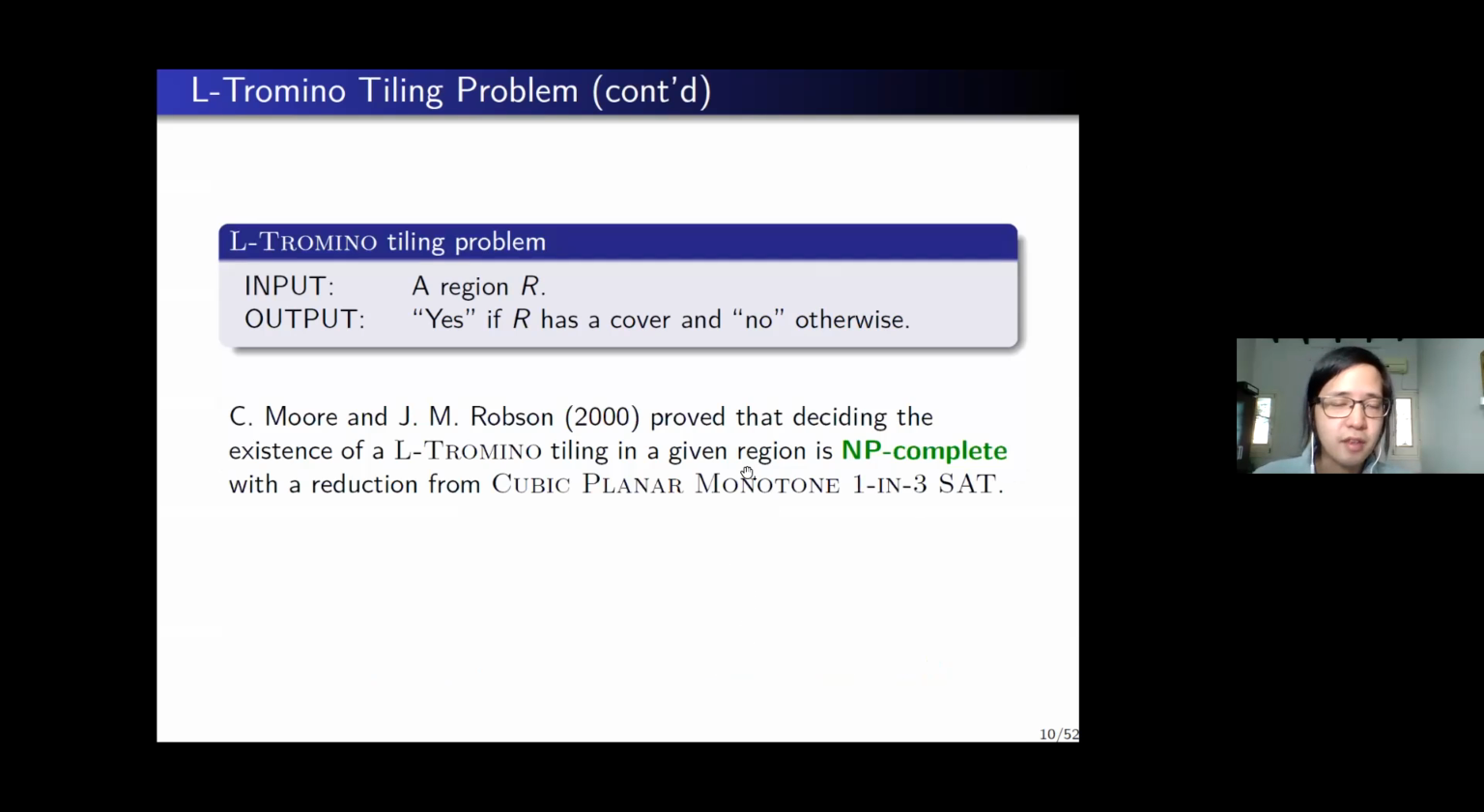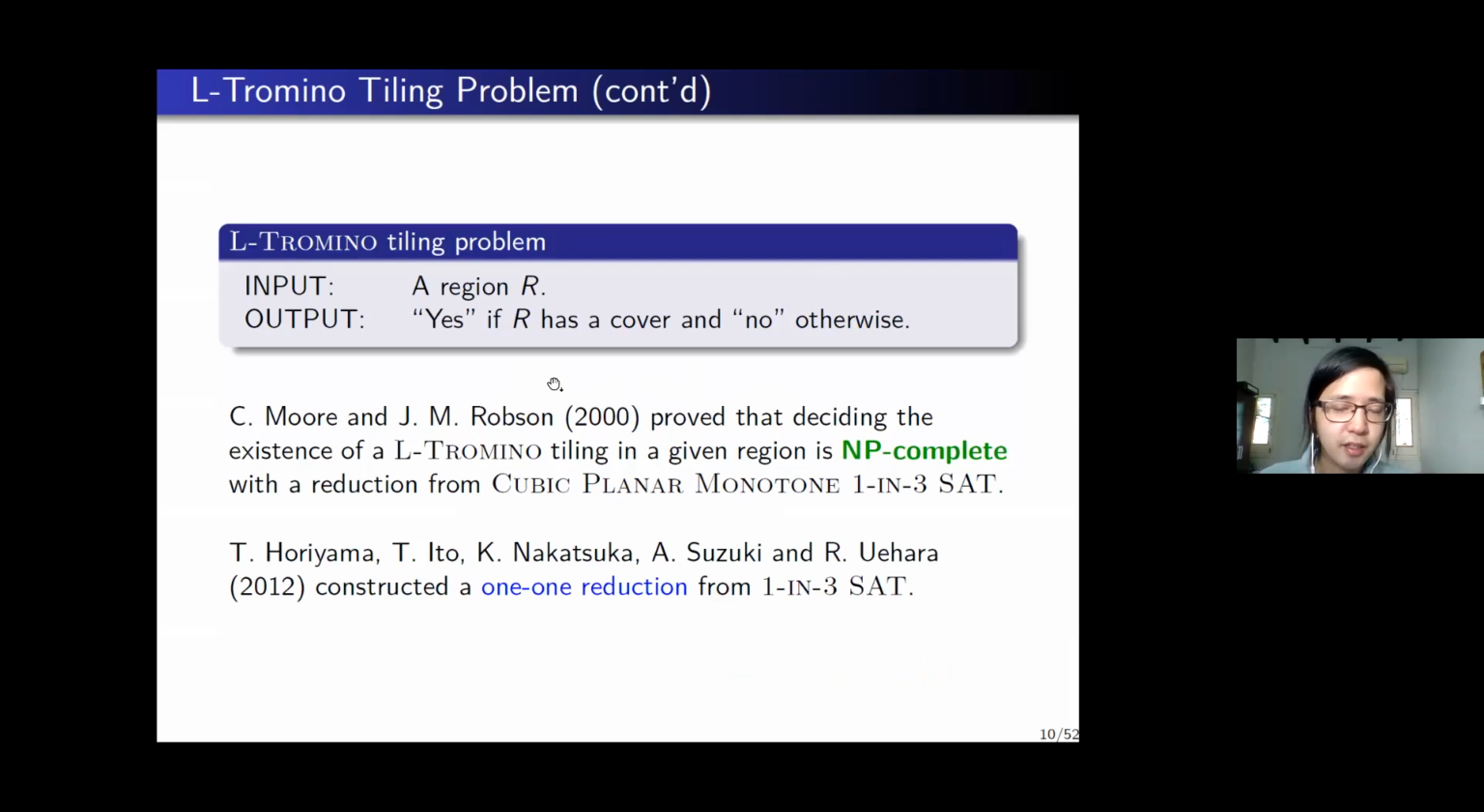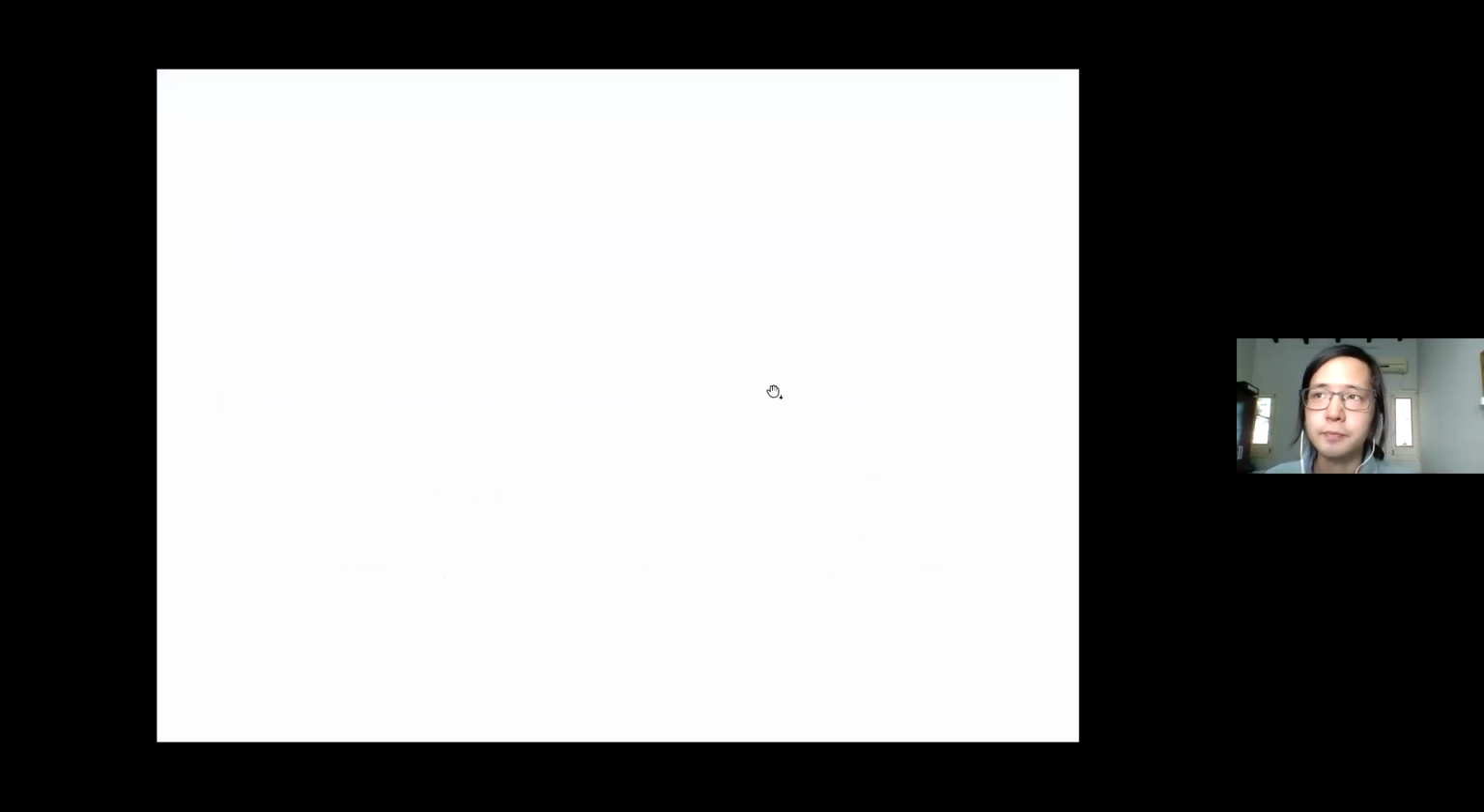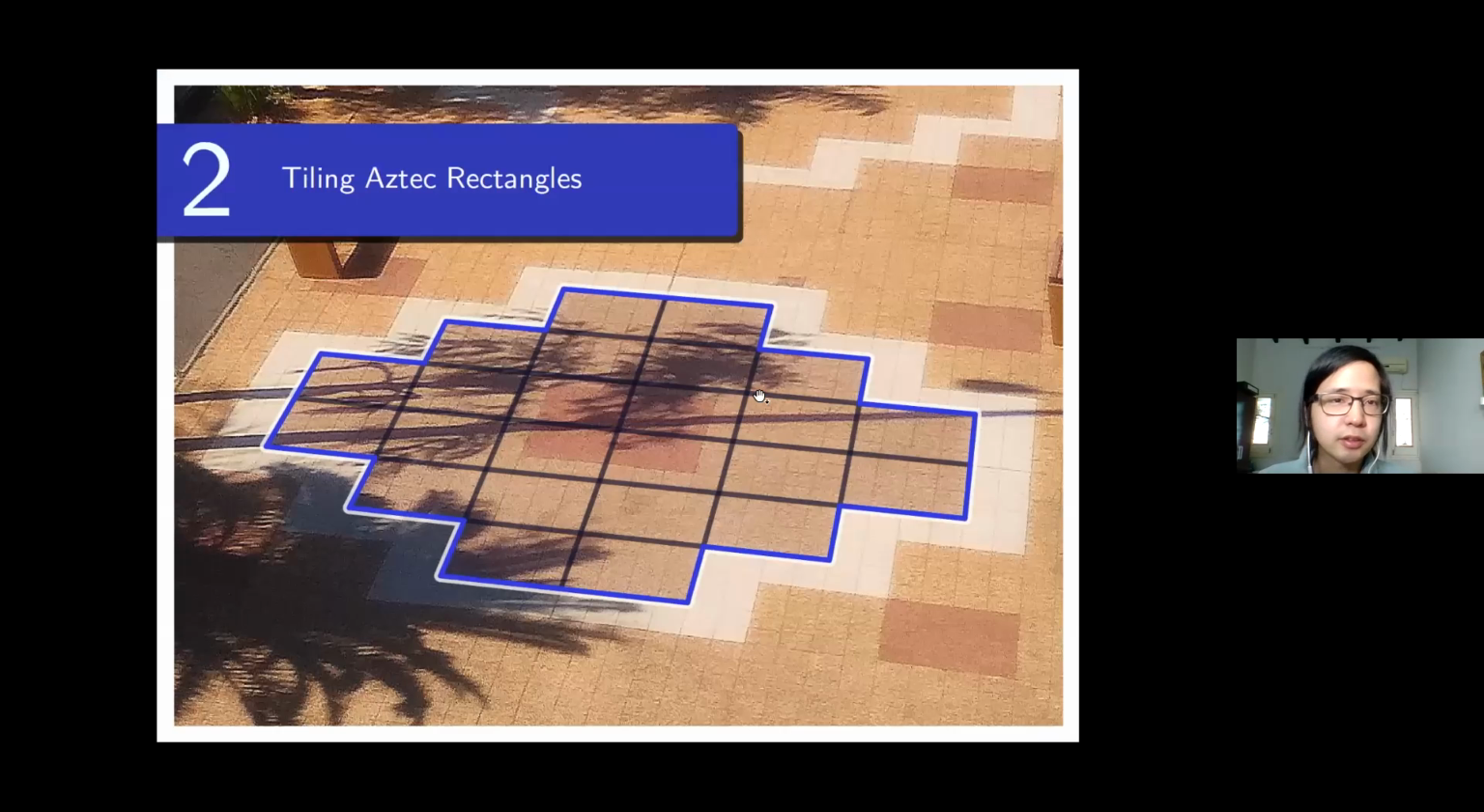It is known that the decision problem of the existence of an L-tromino tiling is NP-complete. Moore and Robson already proved in 2000, with a reduction from cubic planar monotone 1-in-3 SAT to L-tromino tiling. And later, Horiyama et al. in 2012 also proved it with a simpler reduction from 1-in-3 SAT.